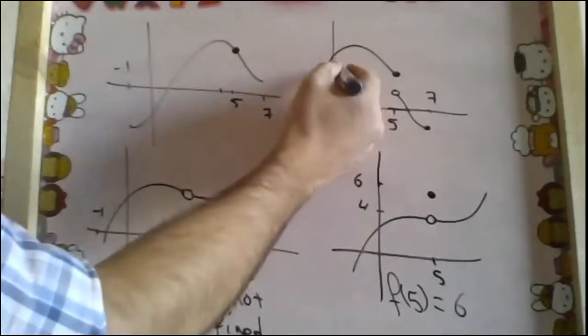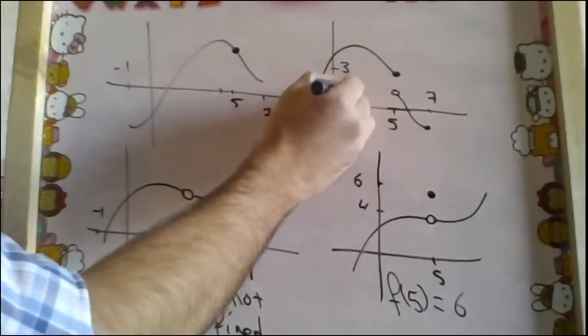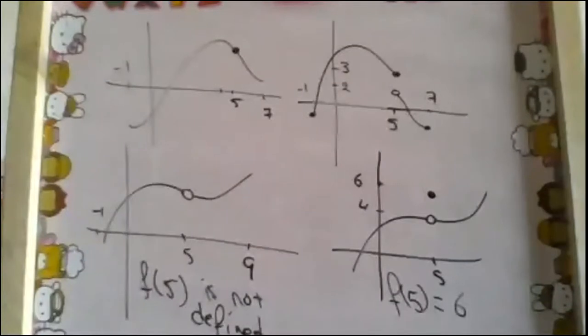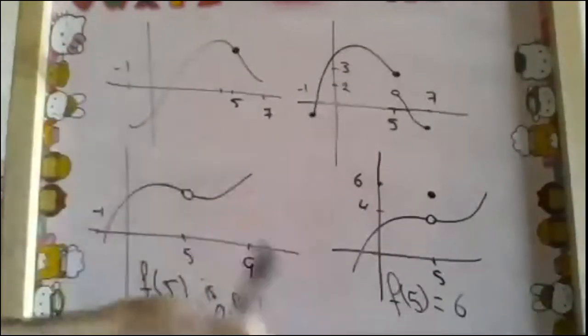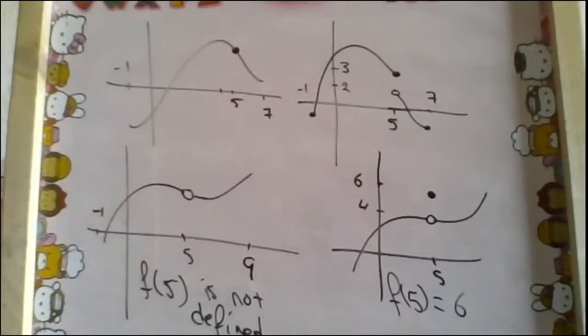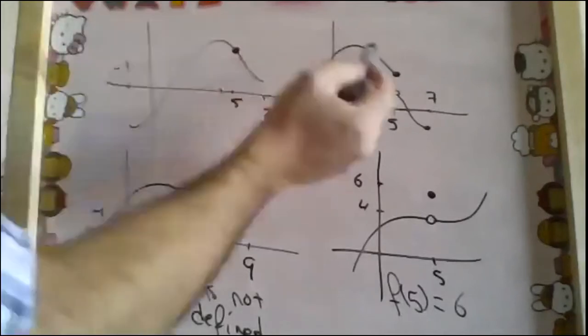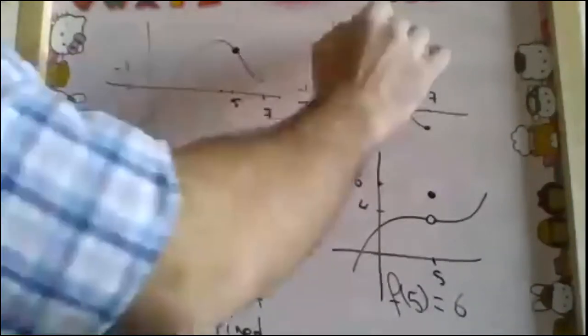We'll open a new one. Let's say here we have value 3, here we have value 2. Here f of 5 equals 3. Good. Here the function is defined. Here is the bolded point 3. F of 5 is equal to 3.